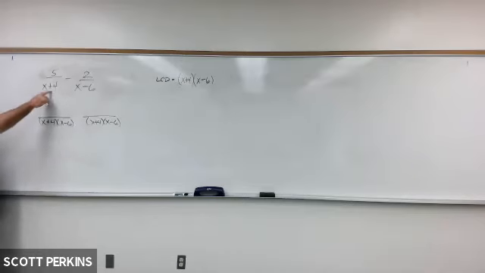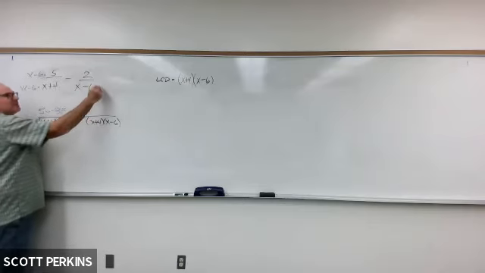My first fraction is missing the x minus 6, so I'll multiply the top and the bottom by x minus 6. That makes 5 times x is 5x, and 5 times negative 6 is negative 30. The next fraction is missing the x plus 4.